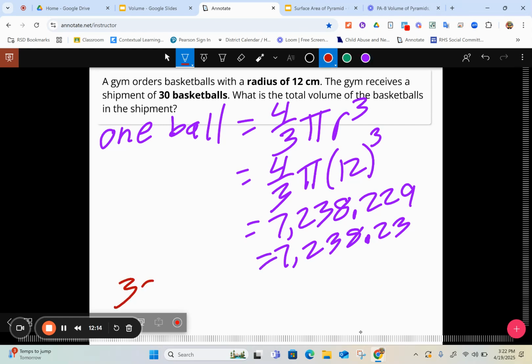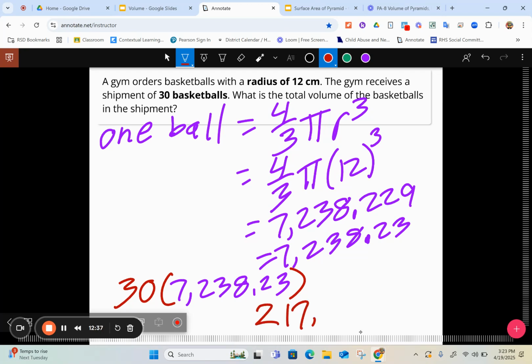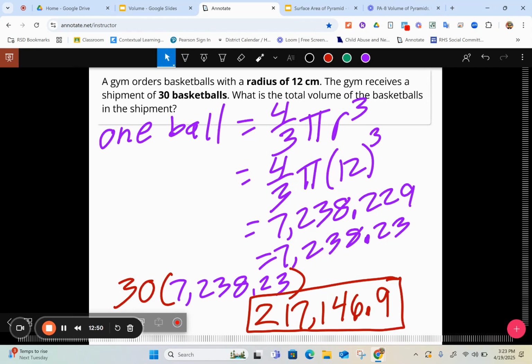Remember, I had 30 basketballs that I ordered. So I'm going to take 30 times that number. Right there. So 30 times 7,238.23. And I'm going to end up with a volume of 217,146.9 cubic centimeters. That's your answer to that one. That's all of them.